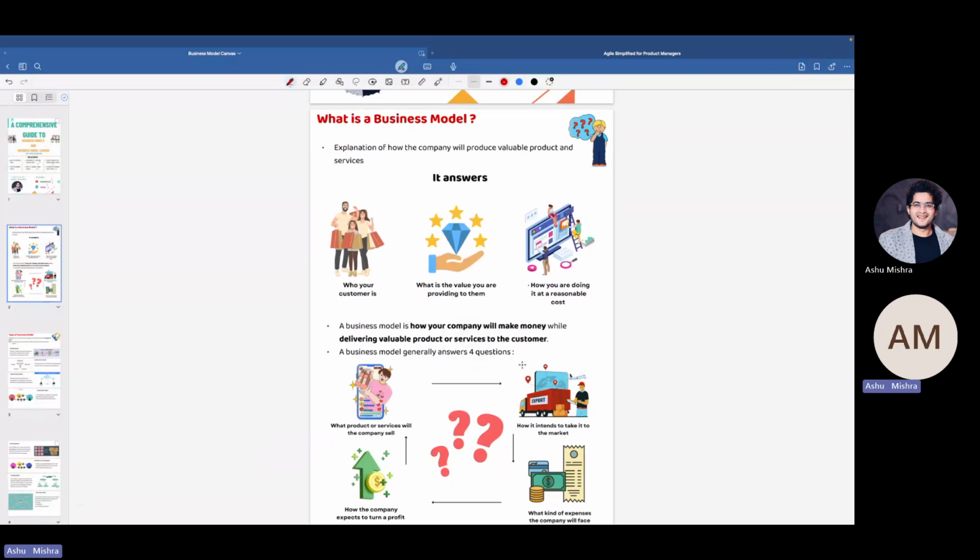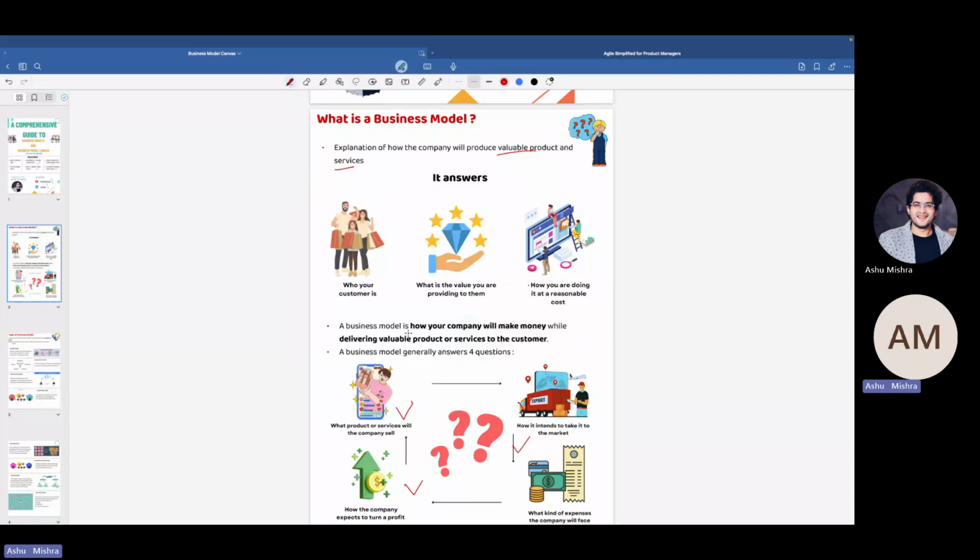So what is a business model? The business model is the explanation of how the company will produce valuable product and services. It answers four things. One is what product or services will the company sell, how it intends to take it to the market, how the company expects to turn a profit, and what kind of expenses will the company face.